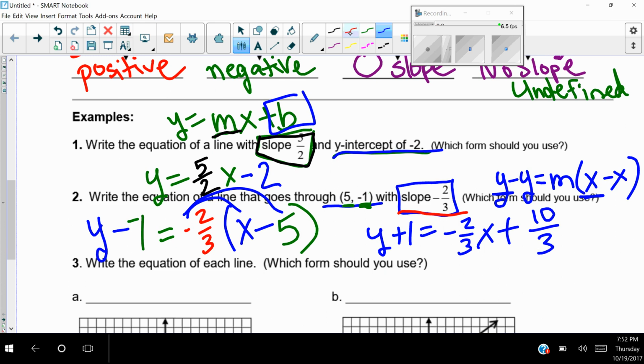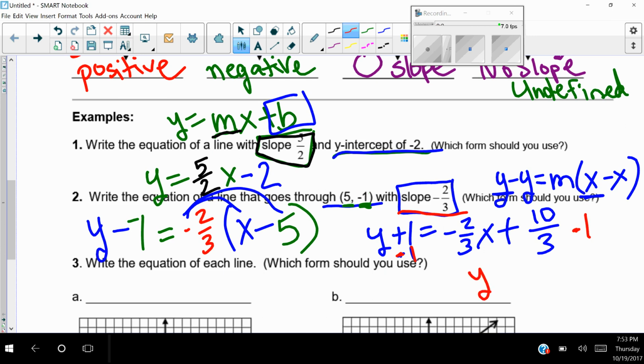And then, in order to move this 1 to the other side, we're going to subtract 1. Subtract 1, and then subtract 1. But in order to subtract 1, we need a common denominator, right? To add or subtract fractions, the denominator has to be the same.